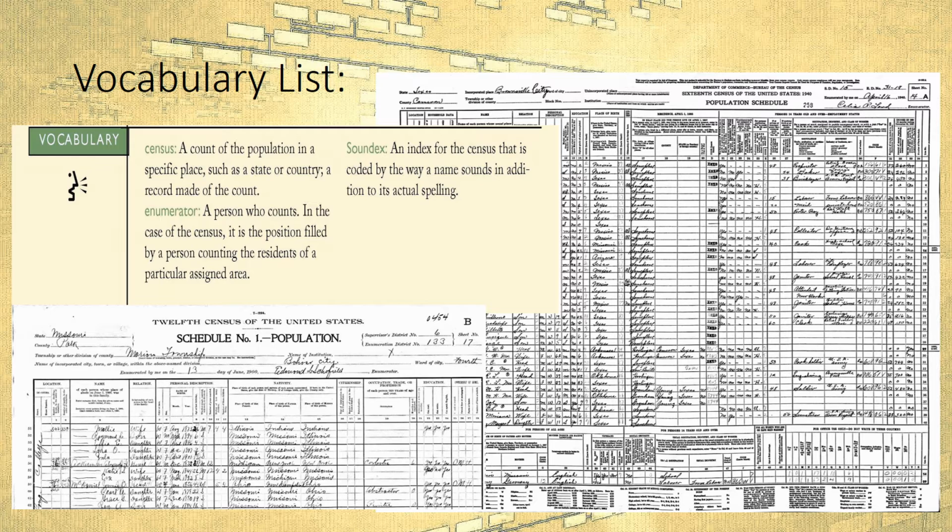Census, a count of the population in a specific place, such as state or country, a record made of the count. Enumerator, a person who counts. In the case of the census, it is the position filled by a person counting the residents of a particular assigned area. Soundex, an index for the census that is coded by the way a name sounds in addition to its actual spelling. Here I have two census forms attached to my family tree. The 12th census is from 1900, and this page contains my family ancestors and documents where they were living on the date of that census, which was in Bolivar, Missouri. The other section is from a 1940 census in Brownsville, Texas.